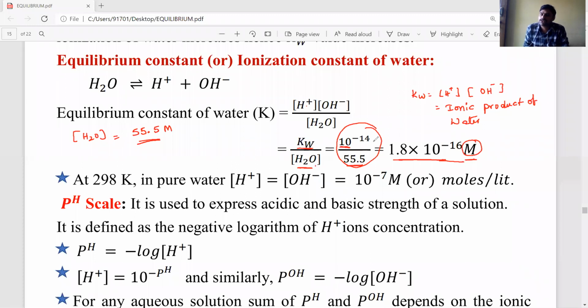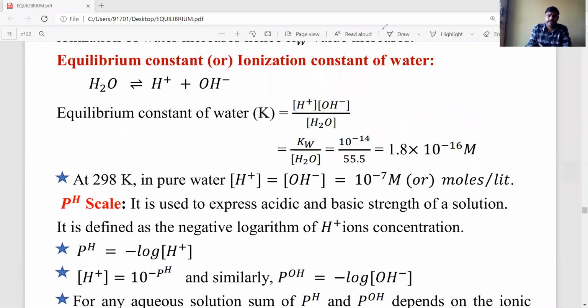The ionization constant of water is nothing but Kw divided by the concentration of water. Kw is 10 to the power of minus 14, and the concentration of water is 55.5 molar. On simplification, we get 1.8 into 10 to the power of minus 16 molar. It's very clear. Okay, students.